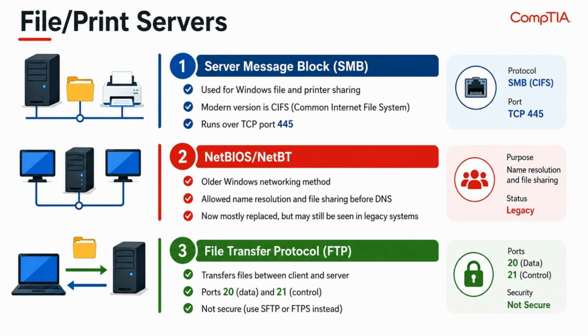File and print servers rely on a few key protocols. Server Message Block, or SMB, handles Windows file and printer sharing, with its modern version called CIFS, running over TCP port 445. NetBIOS, or NetBT, is an older Windows networking method that handled name resolution and file sharing before DNS, mostly replaced now, but still seen in legacy systems. And FTP transfers files between client and server over ports 20 for data and 21 for control, though it's not secure, so SFTP or FTPS is preferred today.